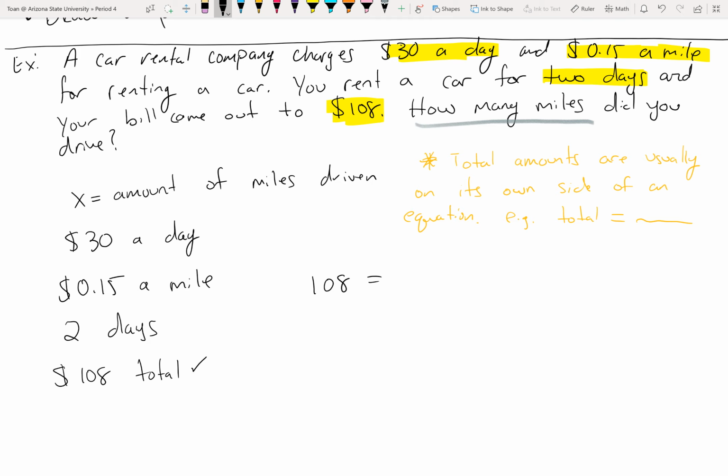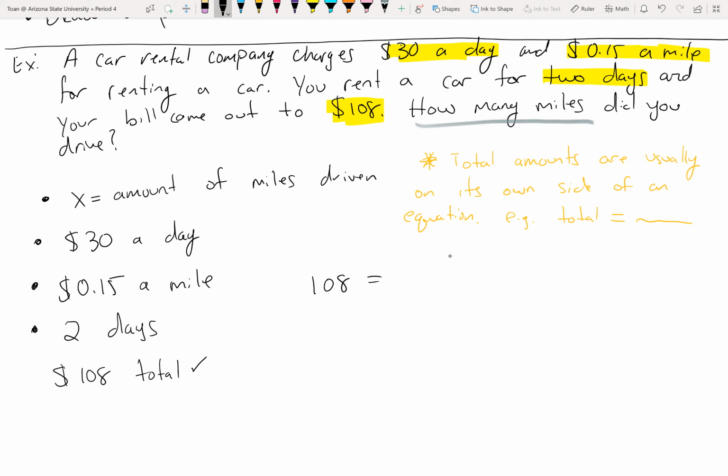What I'm going to do next is scan the remaining pieces of information, including your variable. So this X is free game, this 30 is free game, this 0.15 is free game, this 2 is free game. And I'm going to see how they relate to each other. Can I put stuff together? Can I add, subtract, multiply, divide them?